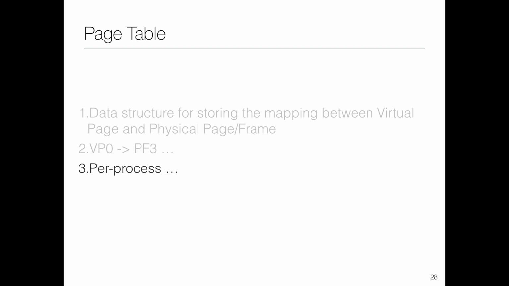read in the book. So is this a per-process data structure or can I have a single data structure? Again, it has to be per process, because for different processes you'll have a different mapping between the virtual address and the physical address. Everyone with me? Okay, so let's continue with this example.